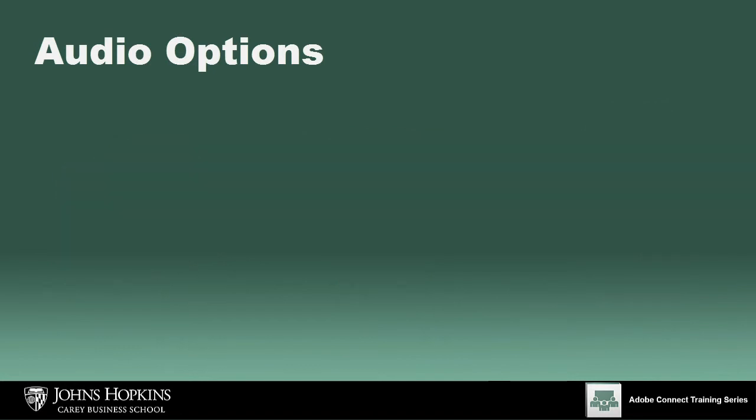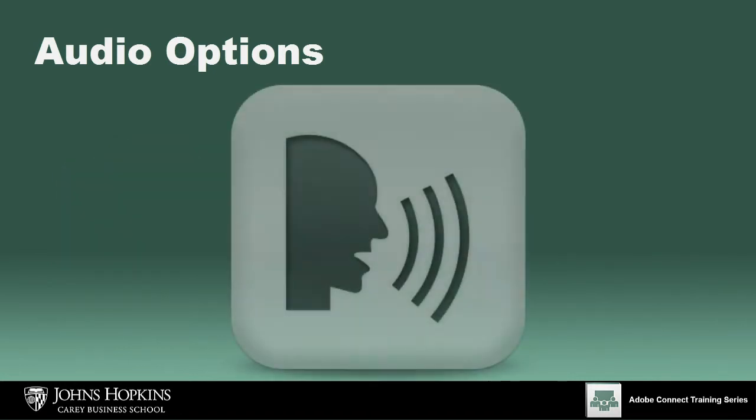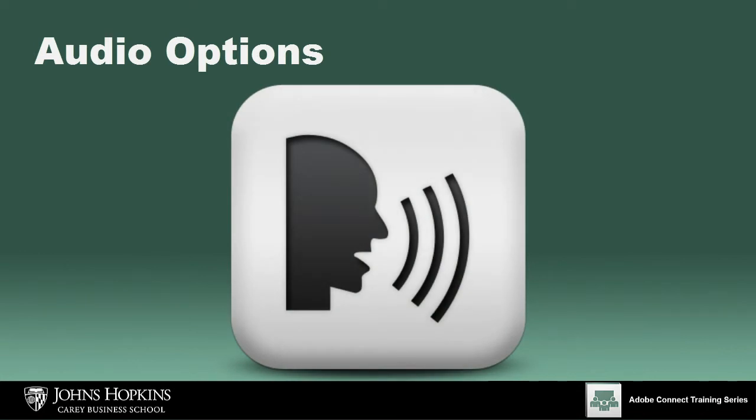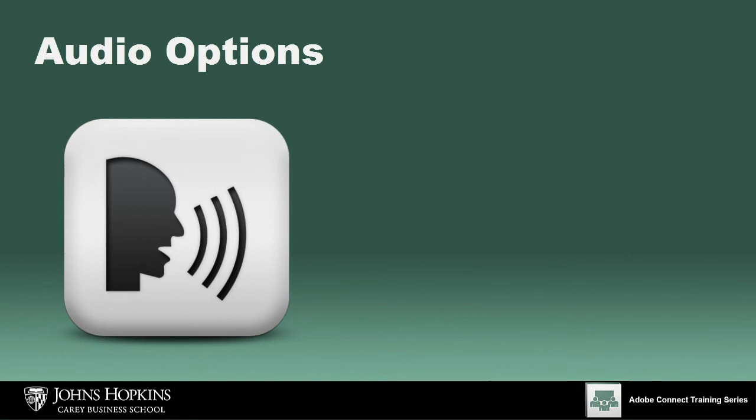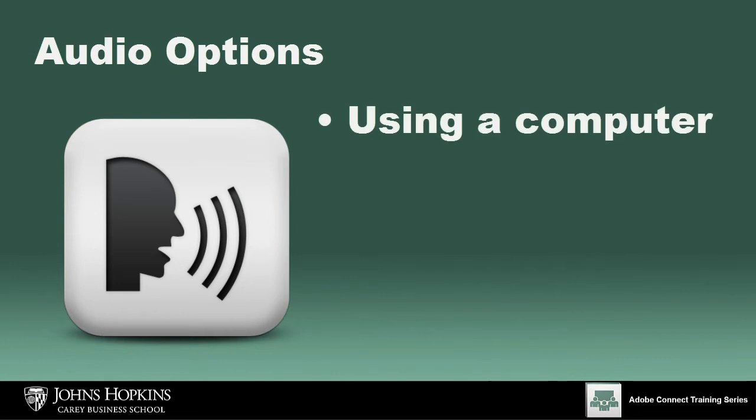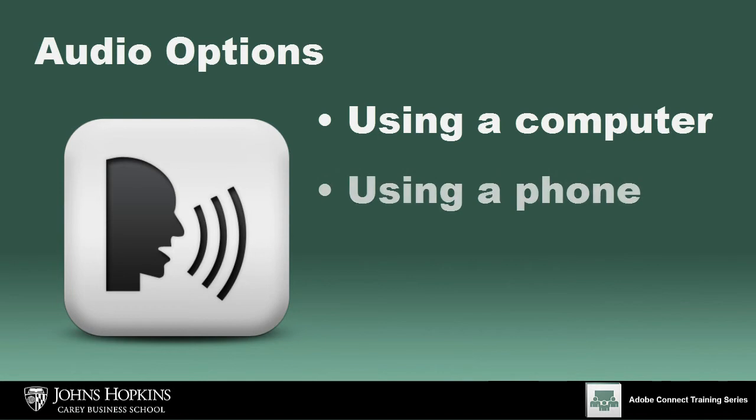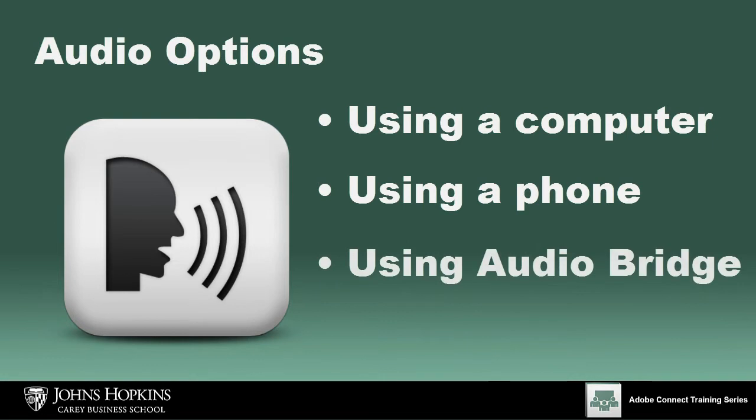When you hold an Adobe Connect meeting, it is important that you establish an audio connection so that your students or participants can hear what you are saying, as well as ask questions or participate in group discussion. Generally speaking, you have 3 options for integrating audio with Adobe Connect. Option 1, using your computer. Option 2, using a phone. Or Option 3, syncing your computer with a conference line via a feature called Audio Bridge. There are several considerations to take into account for each of these 3 options.